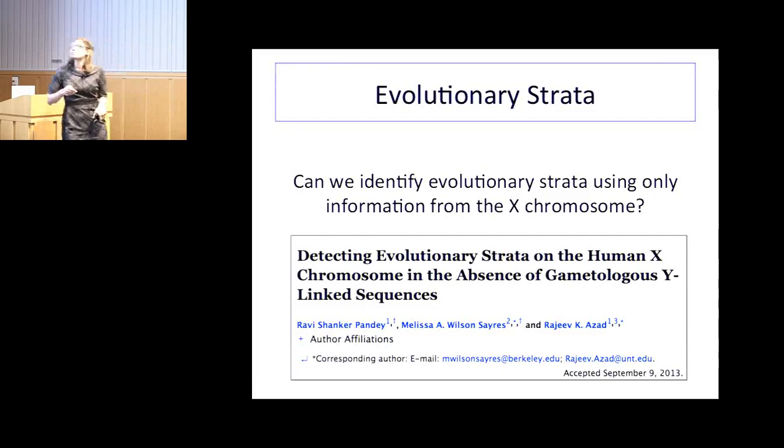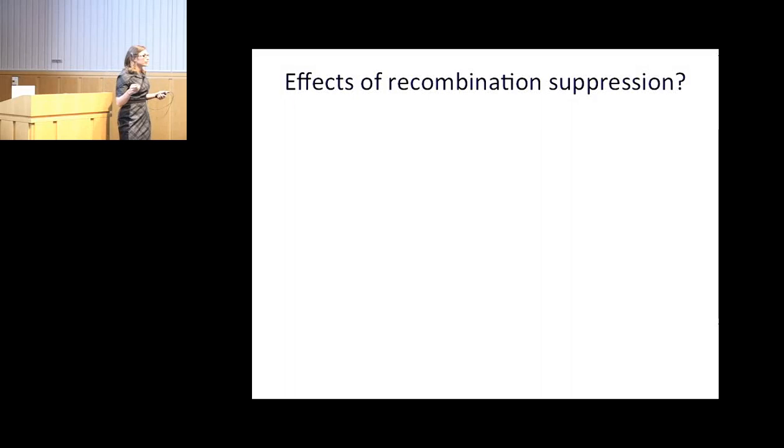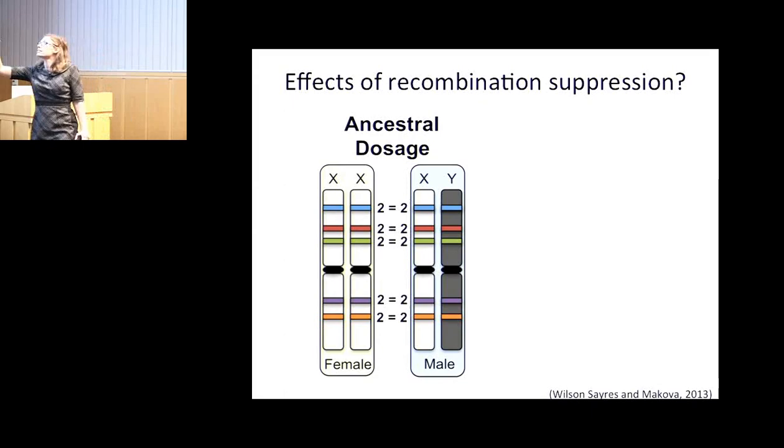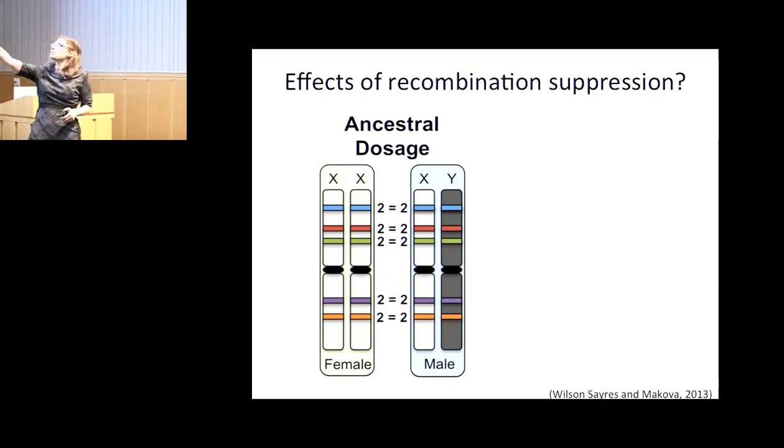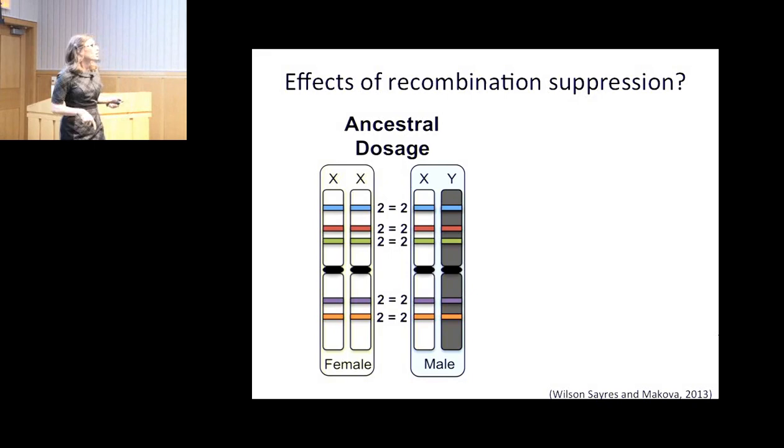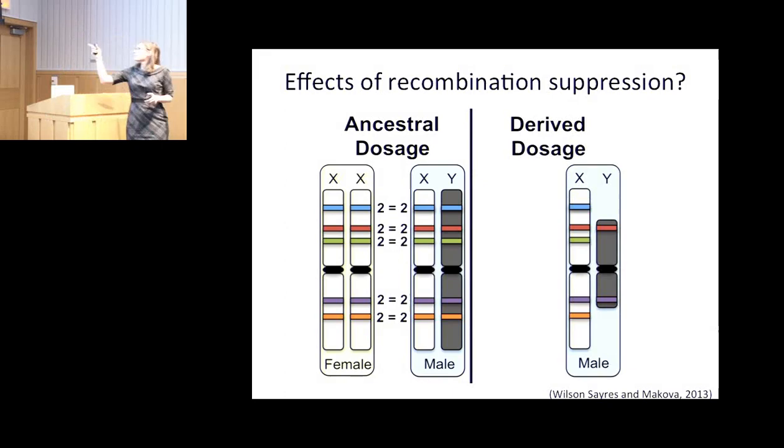There's one other thing that's very important before we get into how we developed this method, and that's understanding the effects of recombination suppression on the X chromosome in mammals. So ancestrally, each one of these blocks you can think of as a gene, and colored means that they're expressed. Ancestrally, both males and females will have two fairly large sex chromosomes, and genes will be expressed from both copies on both of them. You'll have equal dosage. We showed in a paper we published earlier this year that in response to gene loss on the Y chromosome, the X inactivates genes on one copy.